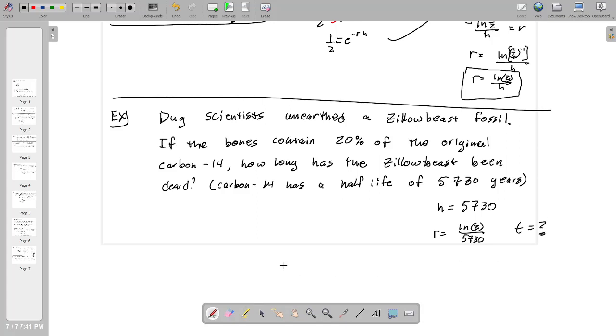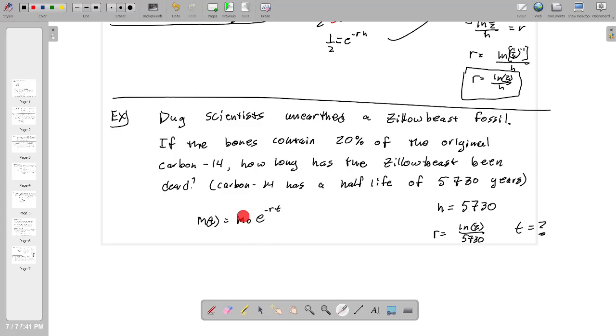Now, this is where a lot of students will get hung up. They don't really know what the original amount is. It's not given in the problem, so you shouldn't know. What's important, though, is that 20% of that original amount is remaining. So our model, m of t, is still going to be m sub 0 e to the negative rt, but this is going to remain unknown. We do know, however, how much is remaining.